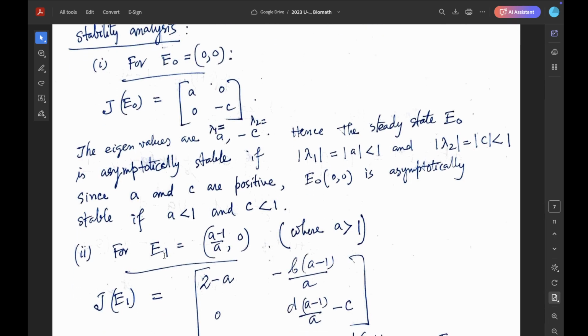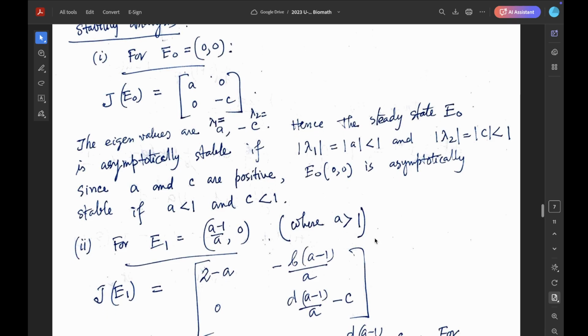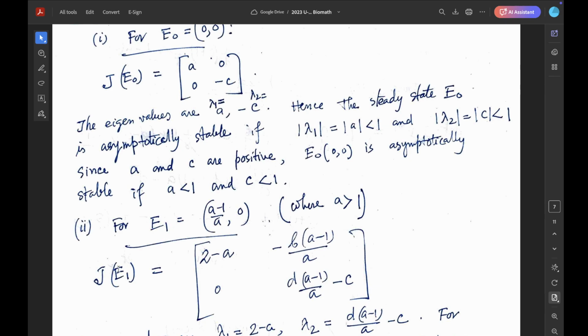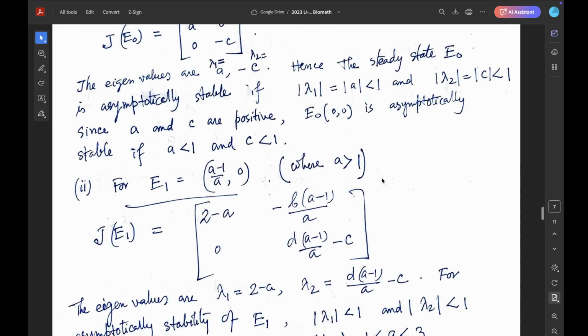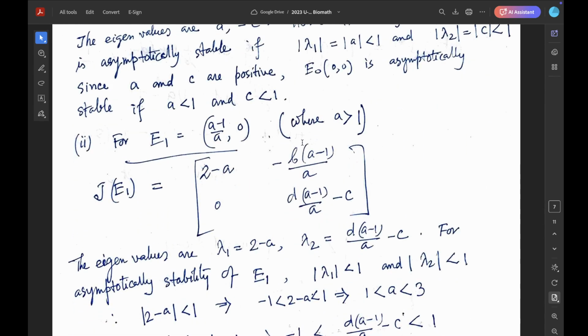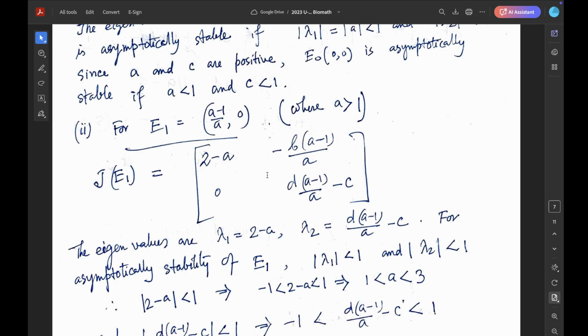Next, for the steady state E1 equal to ((a minus 1)/a, 0), where a must be greater than 1. The Jacobian J for this point E1, when x equal to (a minus 1)/a and y equal to 0, we get 2 minus a, minus b(a minus 1)/a, 0, d(a minus 1)/a minus c. This is an upper triangular matrix. So the eigenvalues are lambda 1 equal to 2 minus a and lambda 2 equal to d(a minus 1)/a minus c.